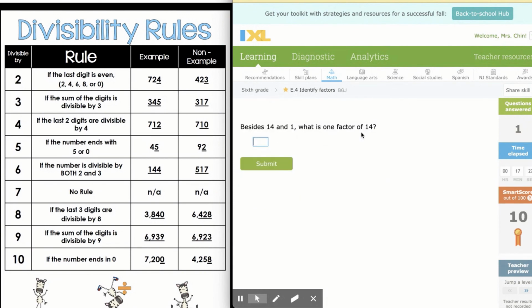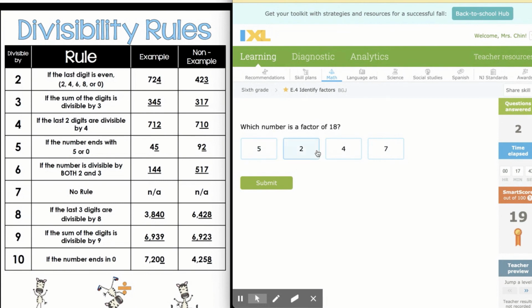Besides 14 and 1, what is one factor of 14? So what's another number that goes into 14? Well, I know that it's even, so 2 goes into 14. So here I can use my divisibility rules again. All right, which number is a factor of 18? So it's even, so I know it's divisible by 2. Which number is a factor of 42? Again, it's even, so I know it's divisible by 2. Which number is a factor of 78?